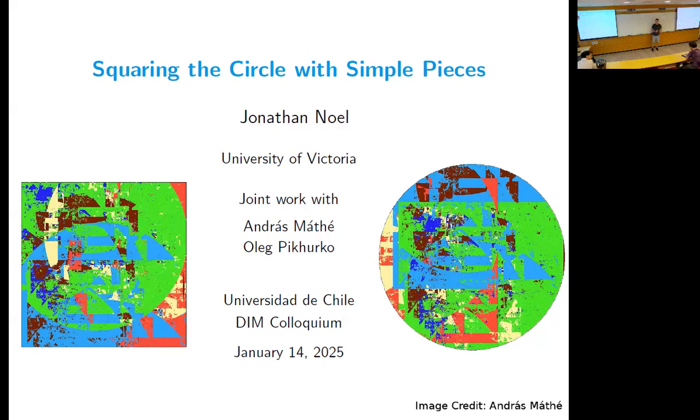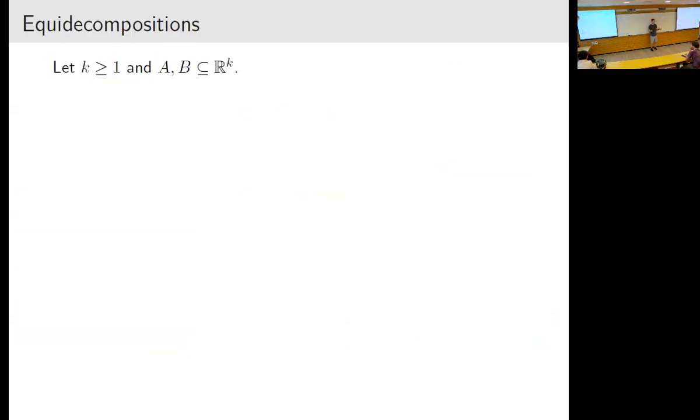So throughout this talk, we're going to be in k-dimensional Euclidean space, R^k, for k a positive integer. But for pretty much everything we're going to do, you could really think about 2 dimensions or 3 dimensions. So for the purpose of visualization, let's just think of 2 or 3 dimensions. We've got 2 sets A and B, which are subsets of R^k.